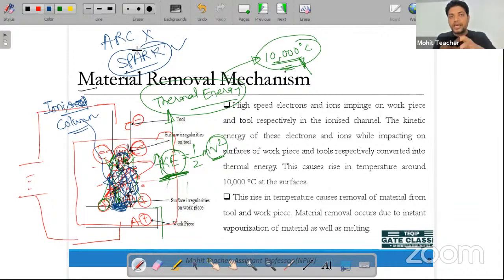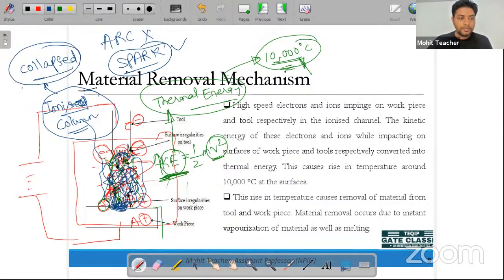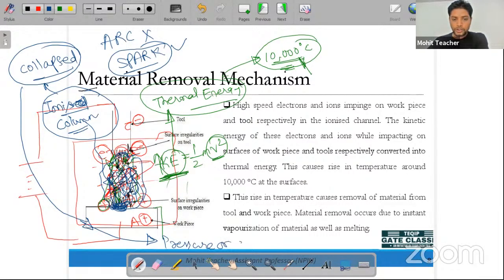So what we have to do is switch off the power supply immediately. Once the spark is generated, immediately we have to turn off the power supply, and the current will be shut down. Whatever ionized column was formed immediately disperses and collapses. As you turn off the power supply, this ionized column collapses. Because of the collapsing of this ionized column, a pressure or shock wave is generated.